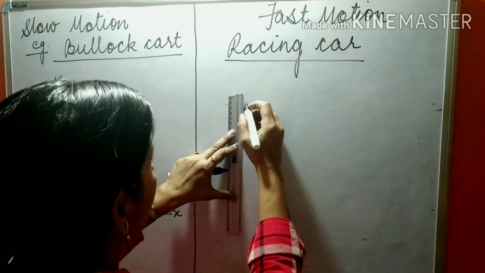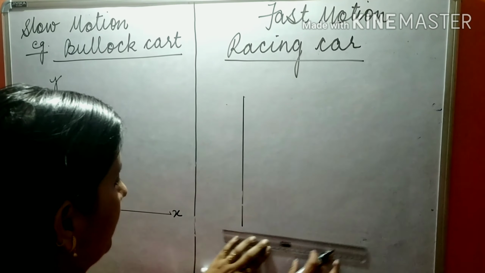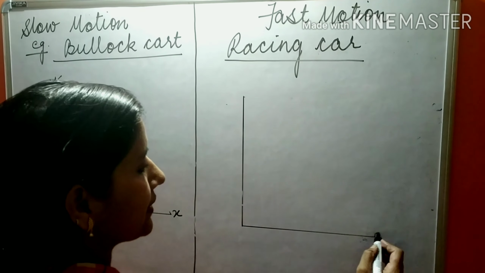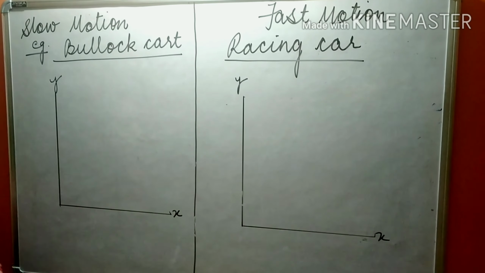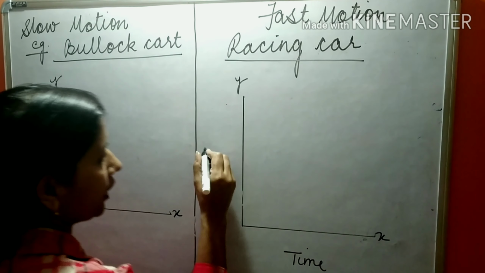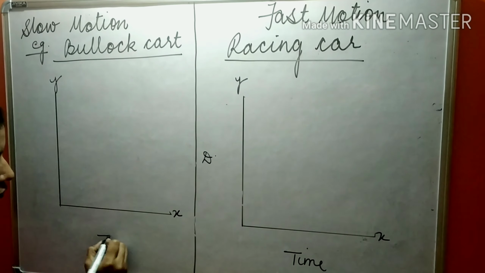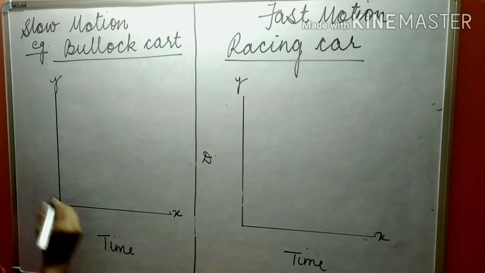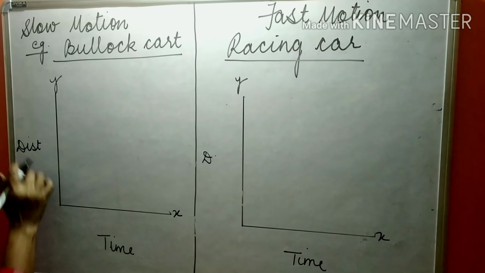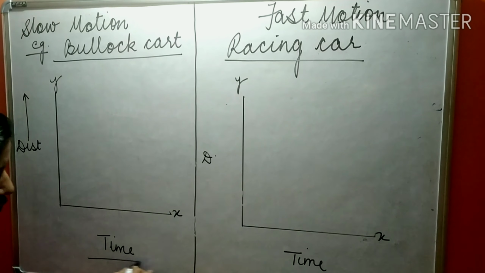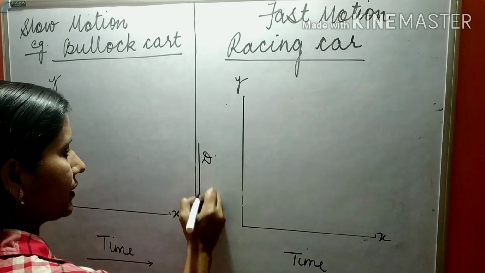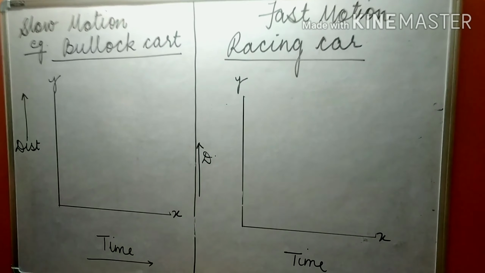Also we have made x-axis and y-axis. Okay, now on the x-axis what do we put? Time. Here what do we put? Distance. So either you can write it in full or you can write it like this. It is up to you. Fine. So this side it is distance and this side it is time.